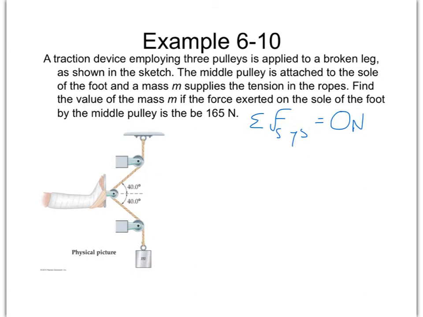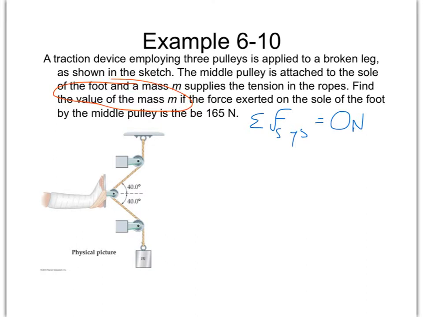So the assumption here is that we have a stationary ceiling, we have a stationary patient in the bed, hopefully, and that means that this mass right here also must be stationary. All right, so the question is, what must that mass be? Find the value of mass m. All right, well, why do we care about that?